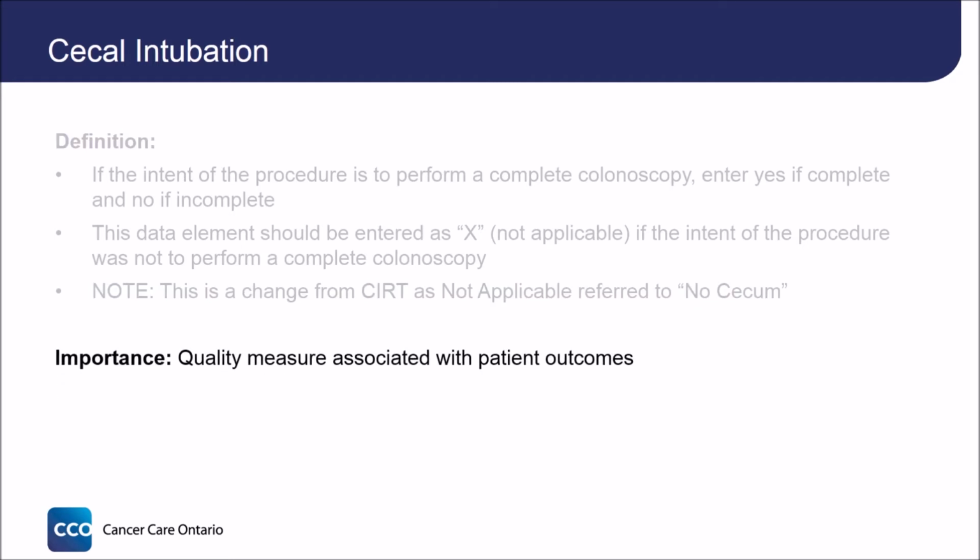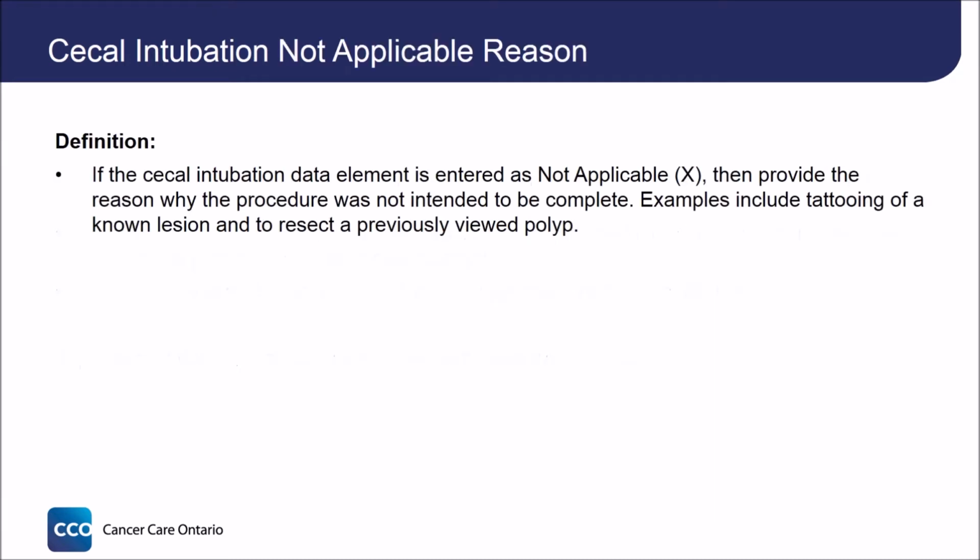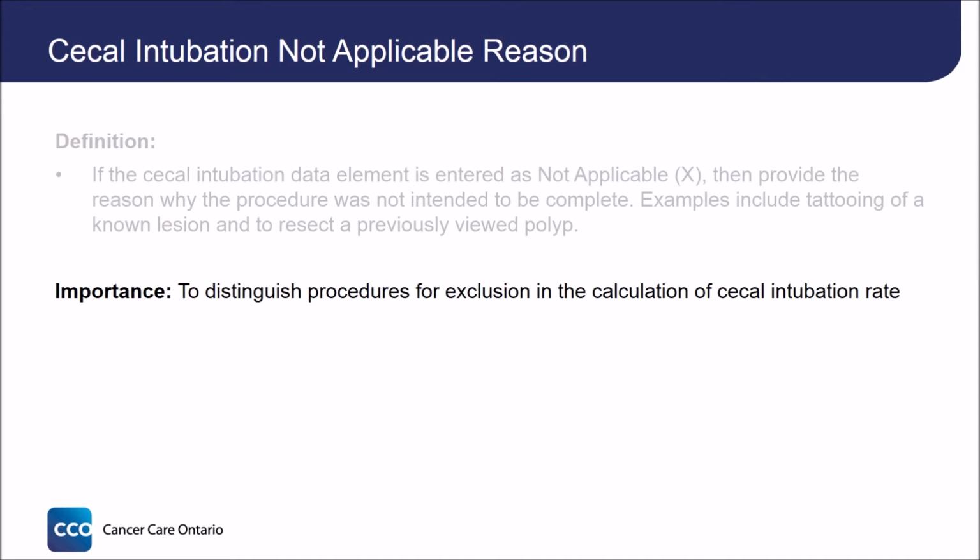Cecal intubation is a key quality metric. Incomplete colonoscopies are associated with poor outcomes and will be monitored. If not applicable was entered for cecal intubation, a reason must be provided. Examples where not applicable might apply include tattooing a known lesion or resecting a known polyp in the distal colon. This data element will be factored into calculations of the cecal intubation rate, where procedures graded as not applicable for this indicator will be excluded from the cecal intubation calculation.